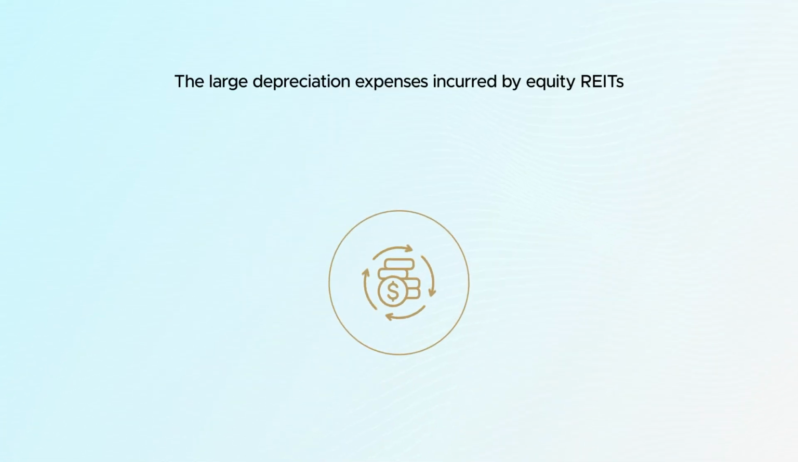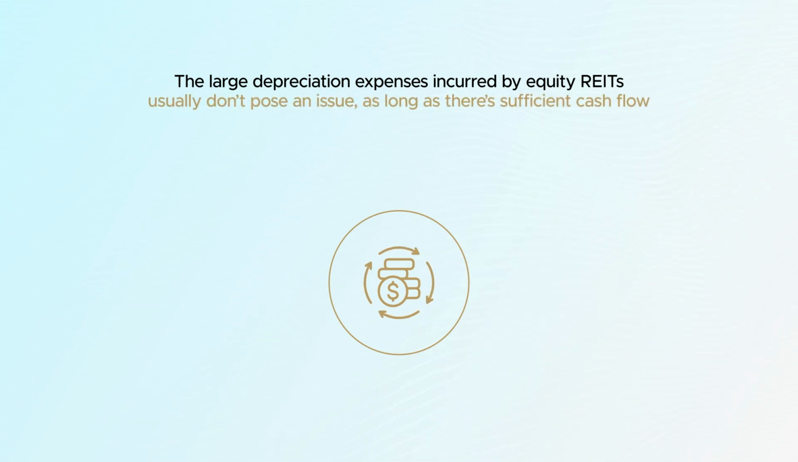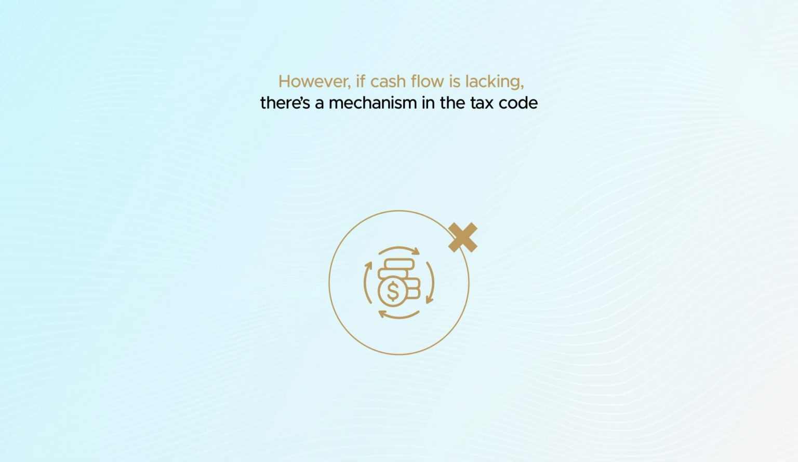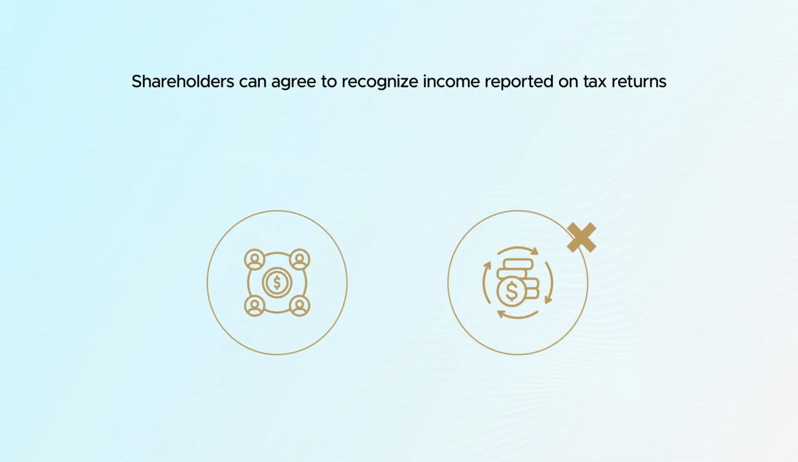The large depreciation expenses incurred by equity REITs usually don't pose an issue, as long as there's sufficient cash flow. However, if cash flow is lacking, there's a mechanism built into the tax code. Shareholders can agree to recognize income reported on tax returns, even if no actual cash distribution occurs.